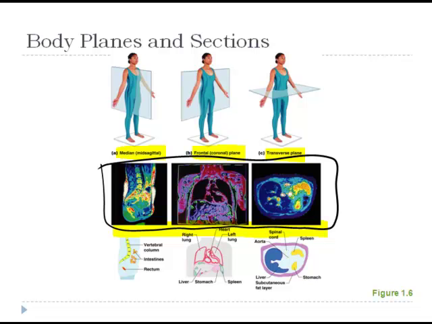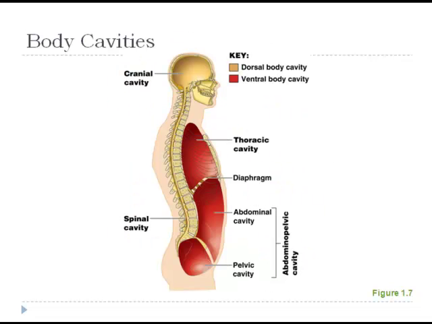The last thing to talk about in this section is what's called body cavities. Here's a picture of the body cavities. Before we talk about the cavities, though, I want you to tell me what type of plane we are looking at here. Is this a sagittal plane? Is this a frontal? Or is this a transverse plane that we're looking at here?